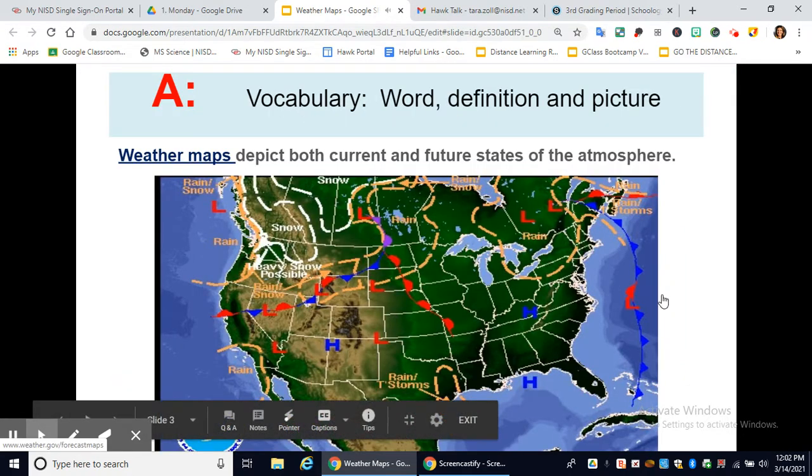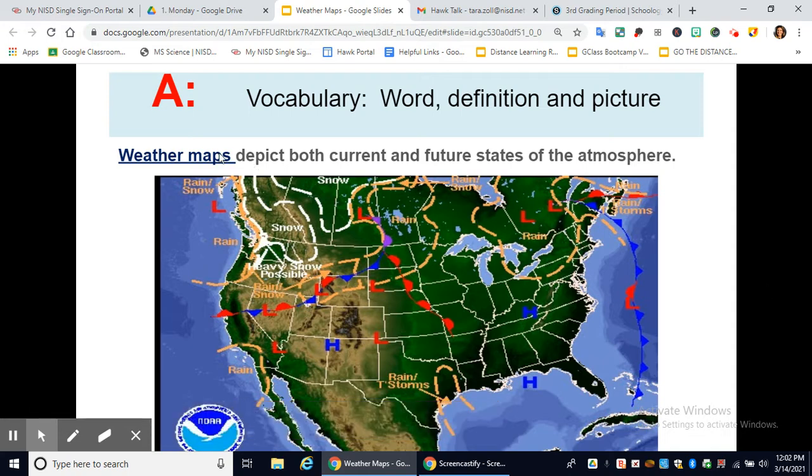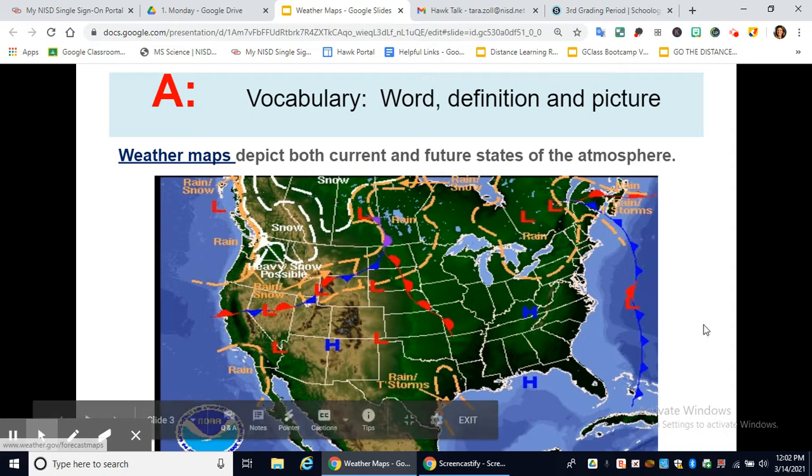So now let's review some of the vocabulary. We'll look at the word, definition, and picture. Our first word is weather maps. Weather maps depict current and future states of the atmosphere.